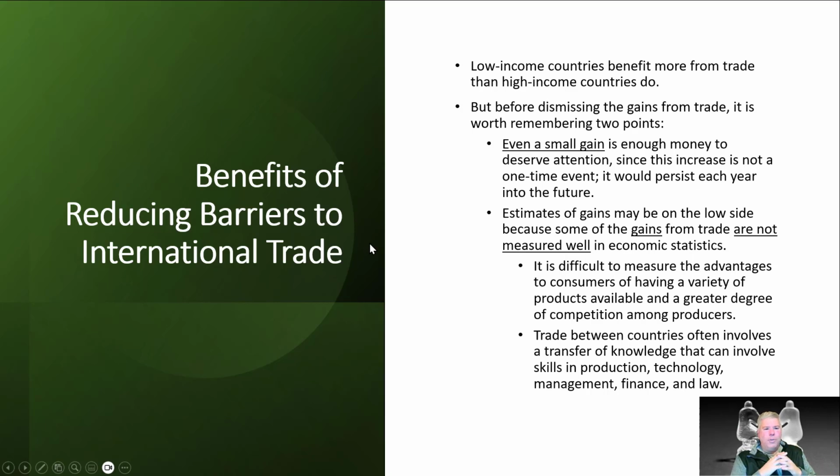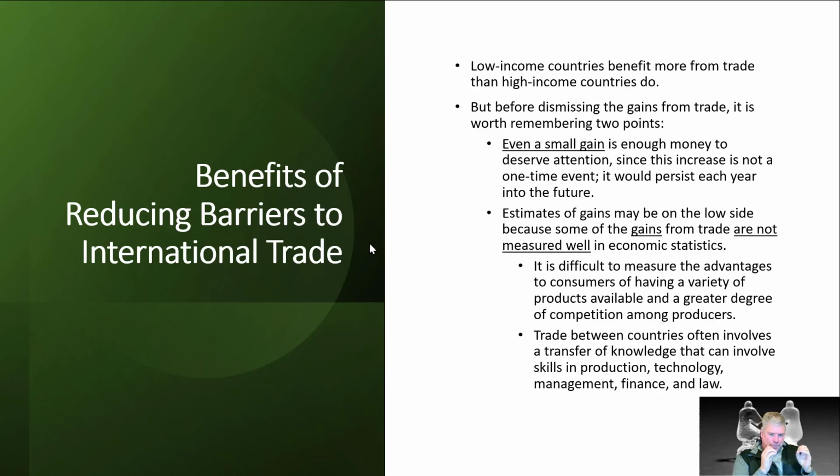Low-income countries benefit more from trade than high-income countries do. I've just been discussing that before. On these missing gains from trade, it's worth remembering two points. Even a small gain is enough money to deserve attention, since that increase is not a one-time event. It persists into the future. So a small gain in trade continues over time.